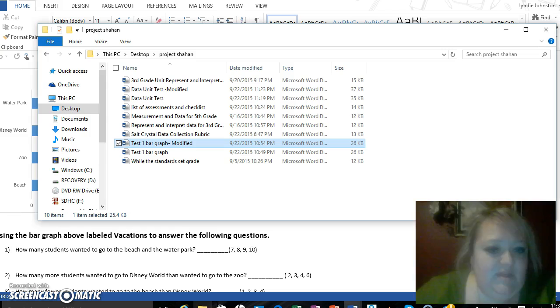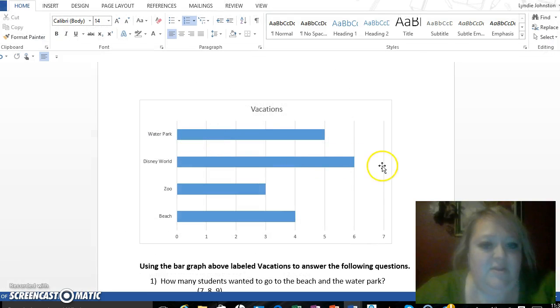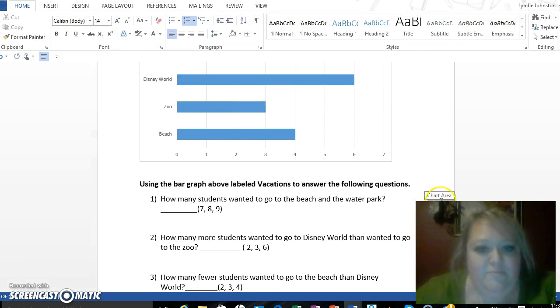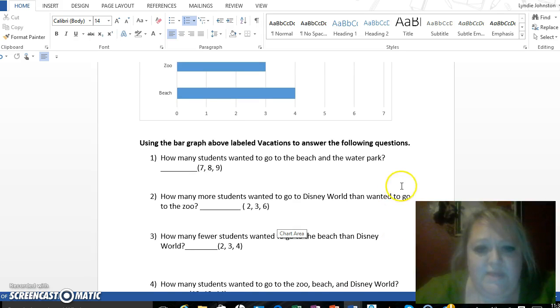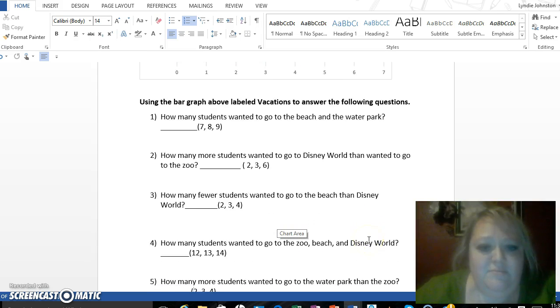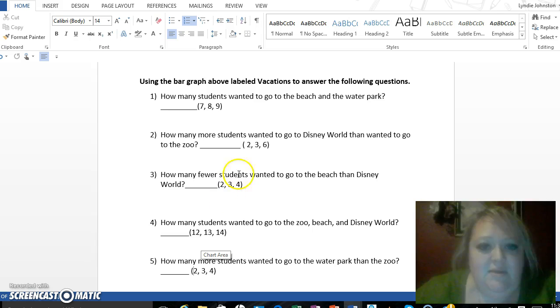It'll pull up. Okay, here's the modified one. I modified it. I made the font bigger, and I separated the questions, had more spacing between the questions, and also I took away one of the possible answers, so they have less. They only have three possible answers instead of 4.